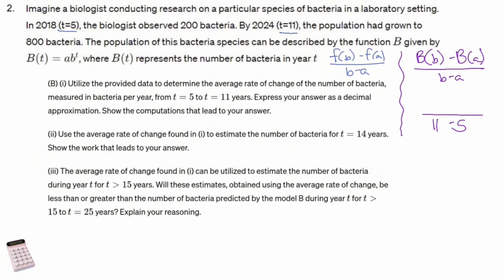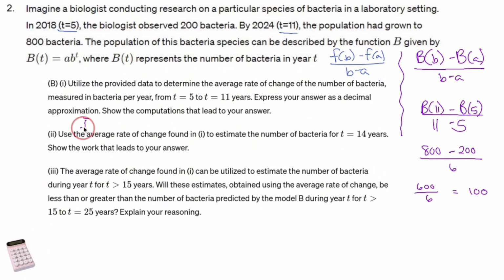B of 11, I'll deal with in a second, minus B of 5. Now we know what those are. B of 11 was 800, minus B of 5, we know is 200 over 6. So you become 600 over 6, which becomes 100. So this is going to be measured in bacteria per year.